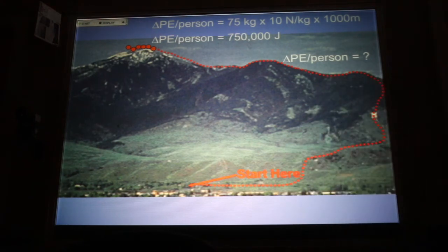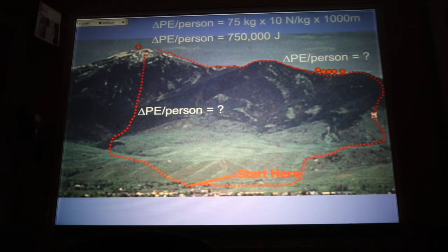Now, that is a nice, easy path, but it's not the only path that is going to get us back to campus. Most of us are going to take that easy path, but not Valerie. Valerie sees that there is another way to go, and so she chooses this path here. Okay? Now, what is going to be the change in gravitational potential energy per person along that path? Yeah, the same. Still negative 750,000 joules for each person.